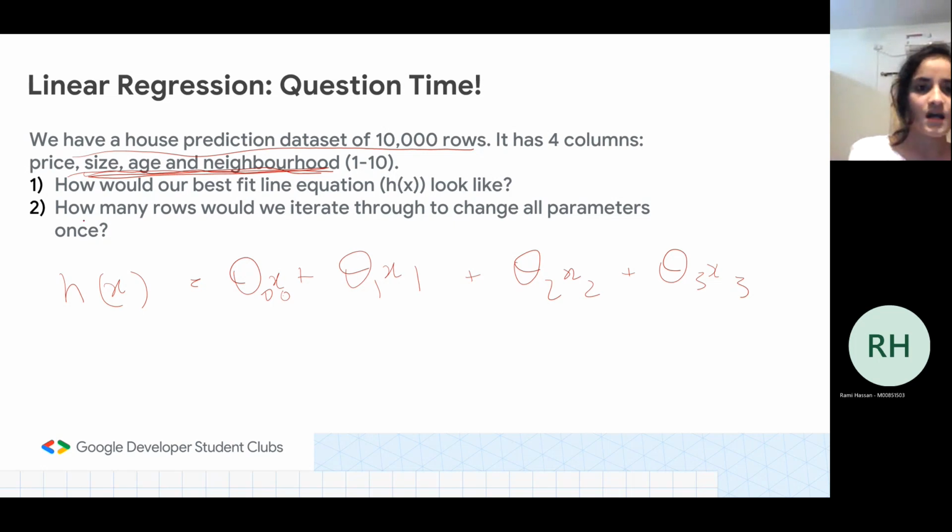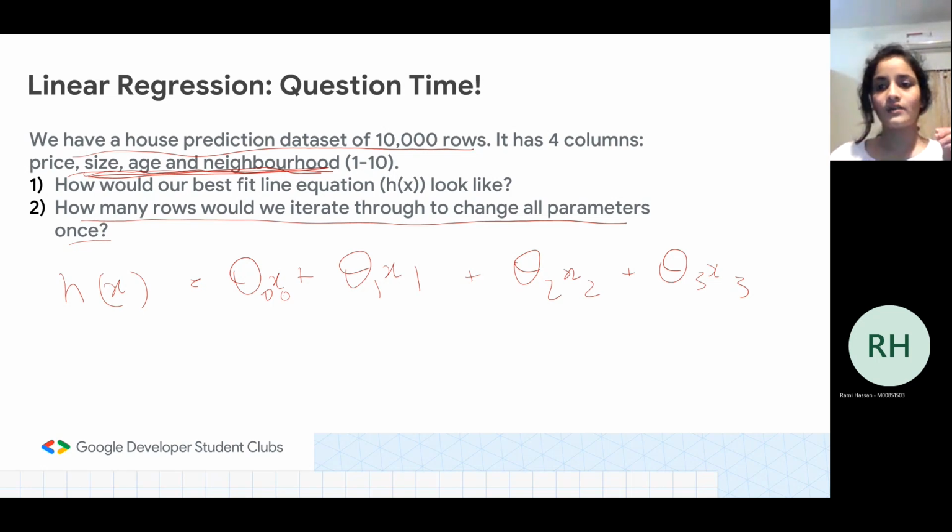Second question is, how many rows do we iterate through to change all parameters at once? Let me remind you what I told you last time, so you can try this one. I told you to change a single parameter once. It goes through the entire data set, calculates the cost function, and subtracts a little bit of error. So to make this one change, it went through the whole data set.